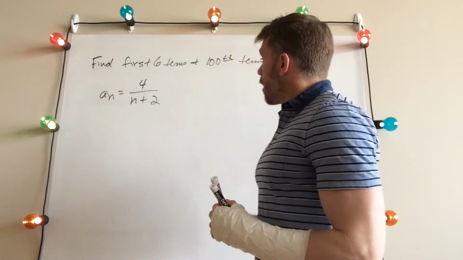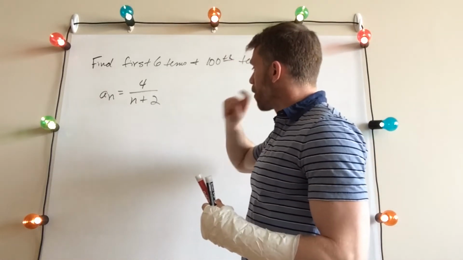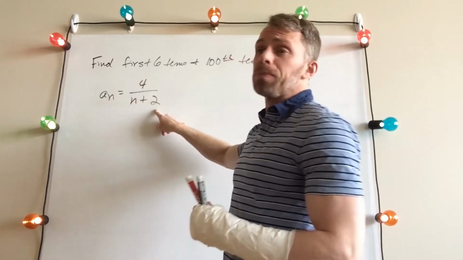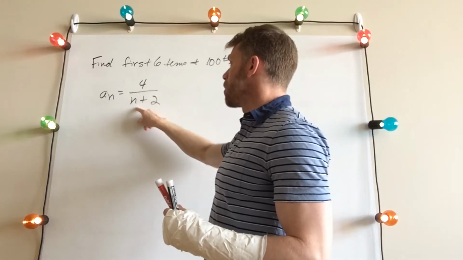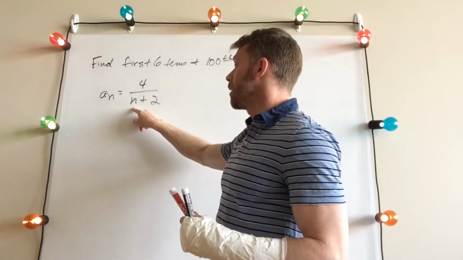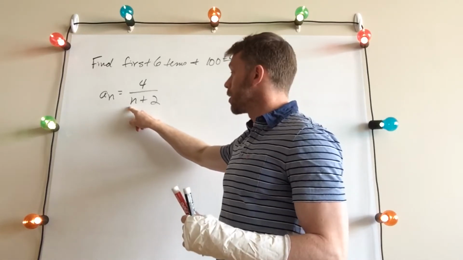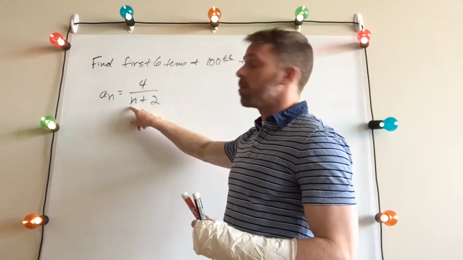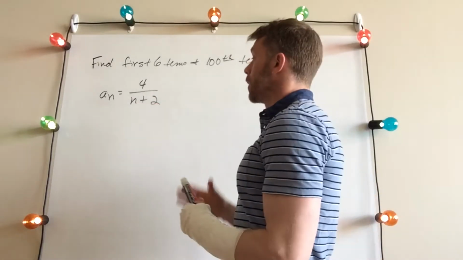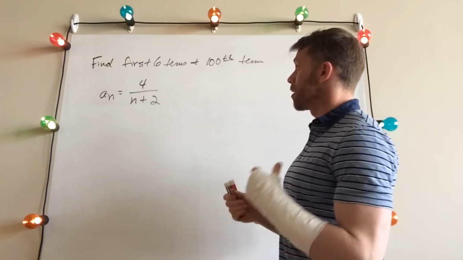So let's take a look at our rule here. Our rule, a sub n equals 4 over n plus 2. This does not have the previous term inside the rule. This is behaving like an explicit rule, which again behaves like a function, where the input, the term number, is going to go into the rule, and then the value of that term is going to pop out. So we have an explicit rule here, which is awesome because again we need the 100th term.